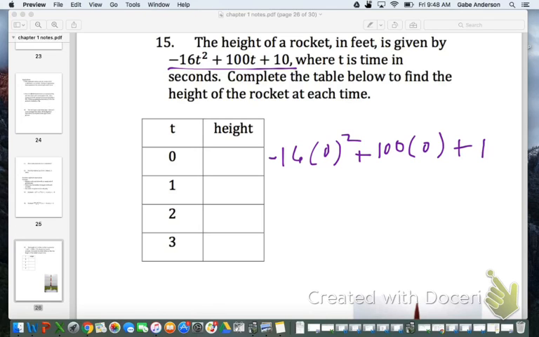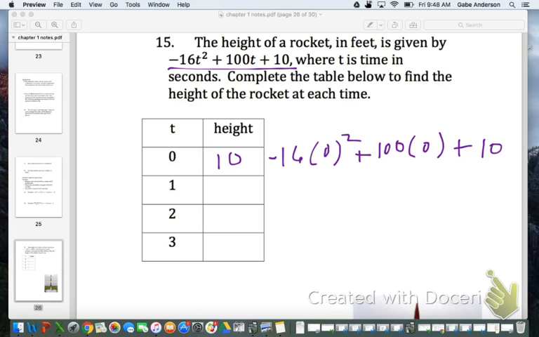This first one is relatively easy because of the 0, right? So 0 squared is 0, times -16 is 0, and then 0 times 100 is 0. The answer is just 10.